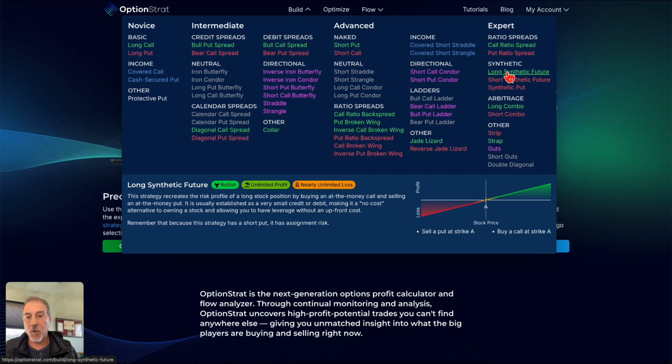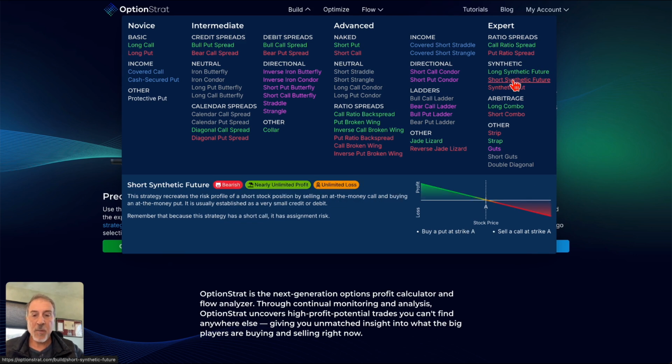Keep in mind, of course, that every option represents 100 shares of stock. And also keep in mind that because you are short a put, you can get assigned the stock. So you need to be cognizant of that. So that's a long synthetic.